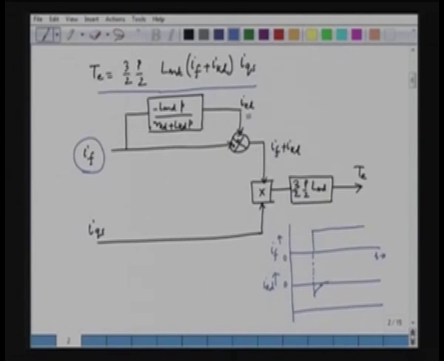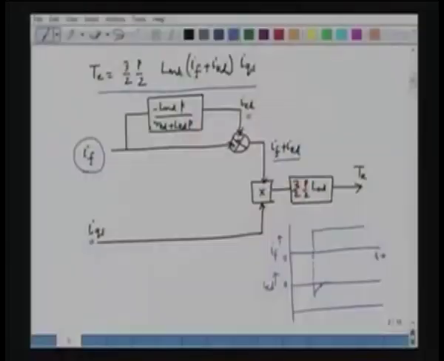Due to this negative damper current, the torque, which is the product of If plus Ikd and Iqs, will be delayed, because the damper current is gradually decaying down and the torque will gradually increase to the steady value. So this is the torque response. Initially it is 0, then it will take some time to reach the steady value. This is the steady state response. So there is a delay in the torque production. This is Te.